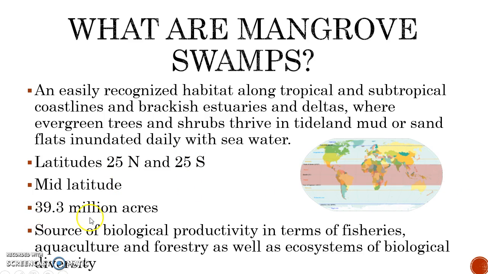Interestingly, there's 39.3 million acres of mangrove swampland on planet Earth, which is really, really huge. Mangrove swamps are also like a source of biological productivity in terms of fisheries, aquaculture, and forestry.